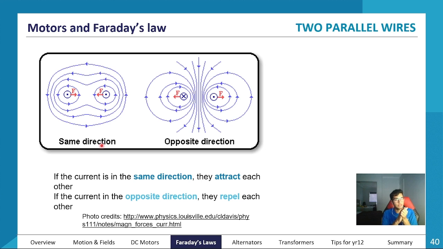If, however, the direction of the current is opposite, so if one's going up and one's going down, those two wires will repel one another. And this is something that wasn't tested very much in VCA, but it came up once in last year's physics exam, and it's probably pretty likely to come back again. So it's a good idea to have this in the back of your mind.